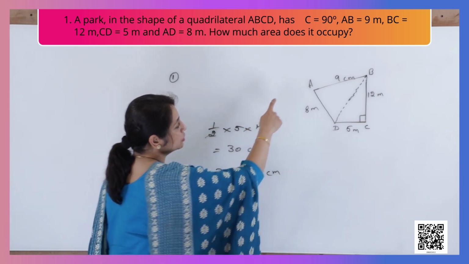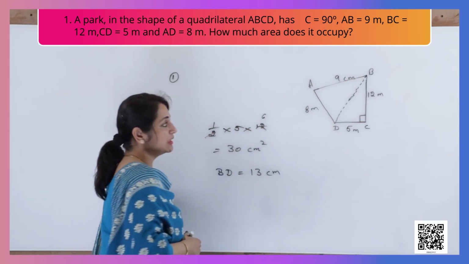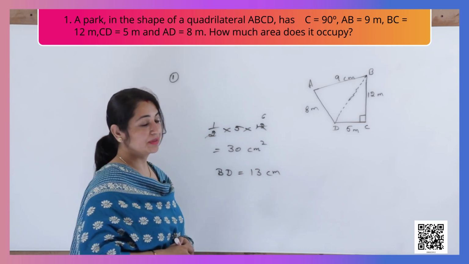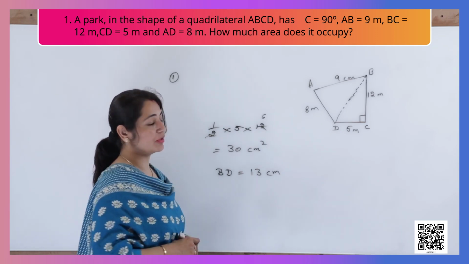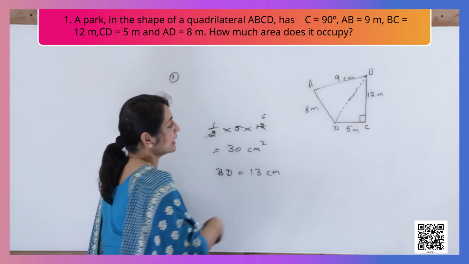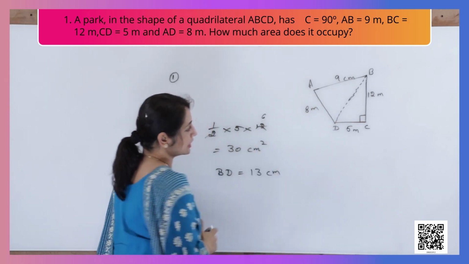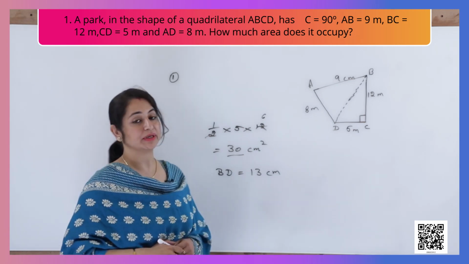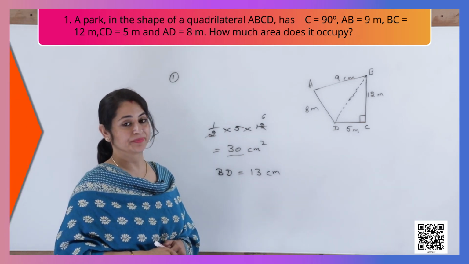Now, when we know the three sides of this triangle, then by making use of Heron's formula, we can easily calculate the area. And for the area of the whole quadrilateral, we will have to simply add the areas of these two triangles. First is 30 square meters and the next one you will be calculating with Heron's formula.